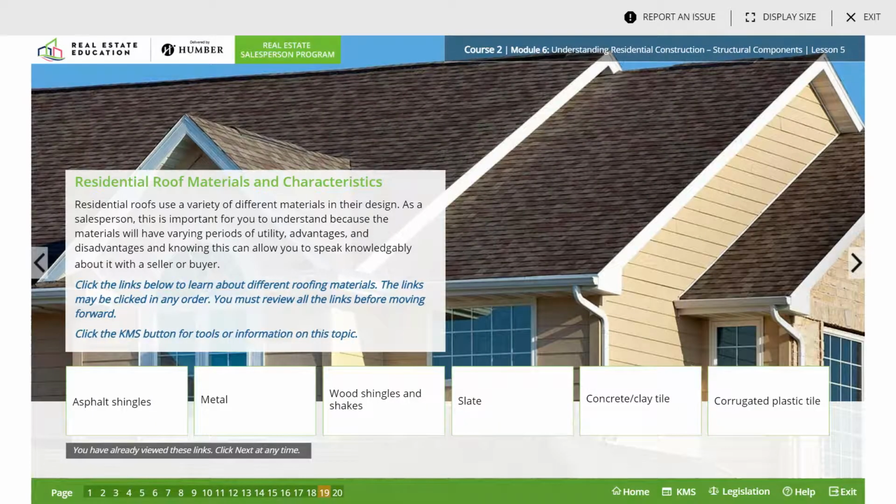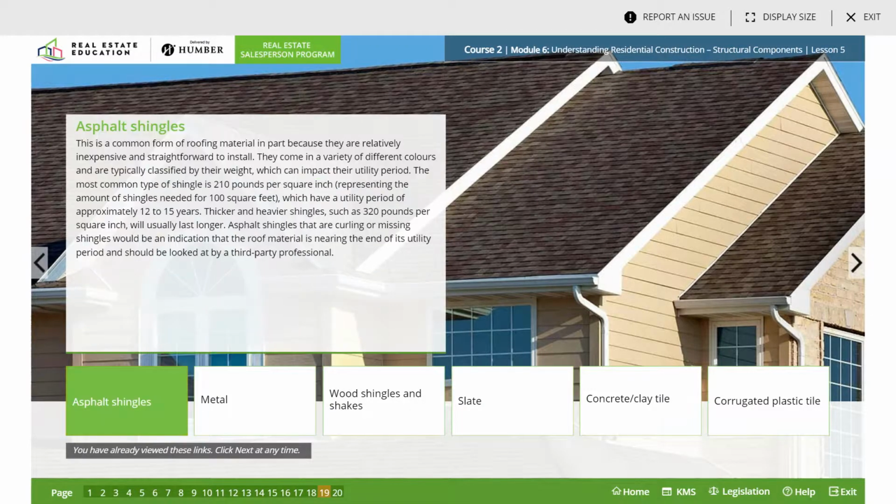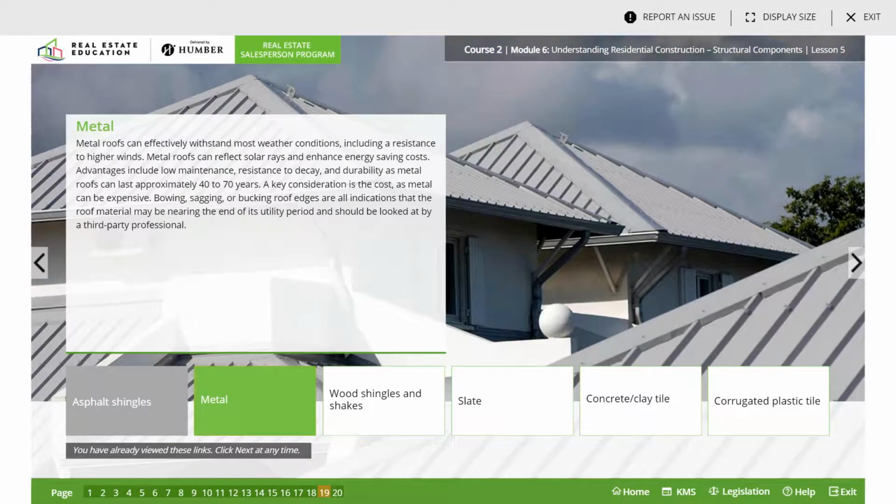Let's skip. Yeah, so that's basically lesson 5. Residential roof materials and characteristics. There's asphalt shingles, the most common form of roofing material, in part because they are relatively inexpensive and straightforward to install. Comes in different colors and classified by the weight. Most types of shingle are about 210 pounds per square. They last about 12 to 15 years.